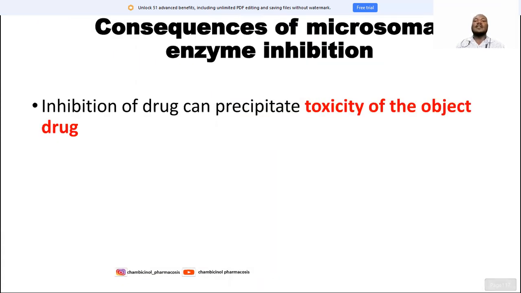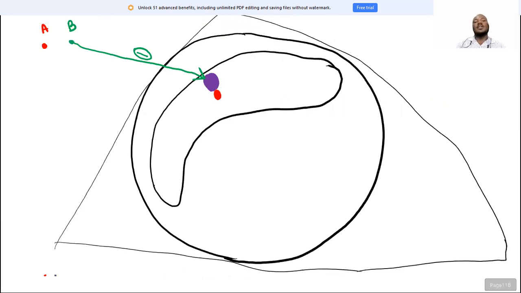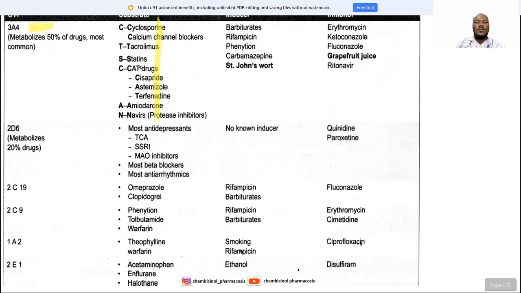So the consequences, I've said, in the case of enzyme inhibition, this can precipitate toxicity, because one drug will not be metabolized and it will increase the plasma concentration. As you know, if it is not metabolized, it means it will stay in the body because it is still lipophilic. It will not be excreted. This can lead to toxicity. So that is all about the microsomal enzyme in case of inhibition.